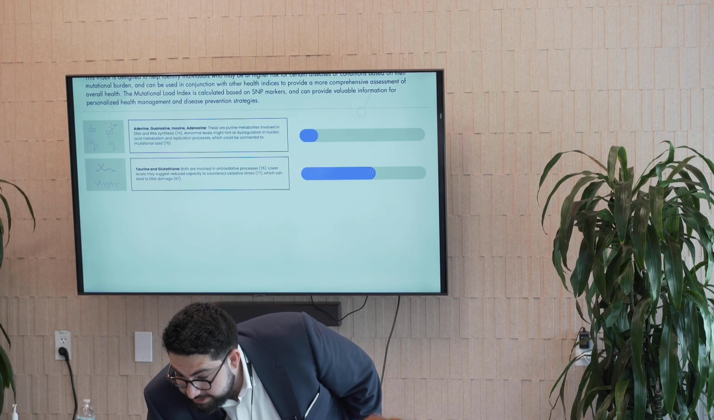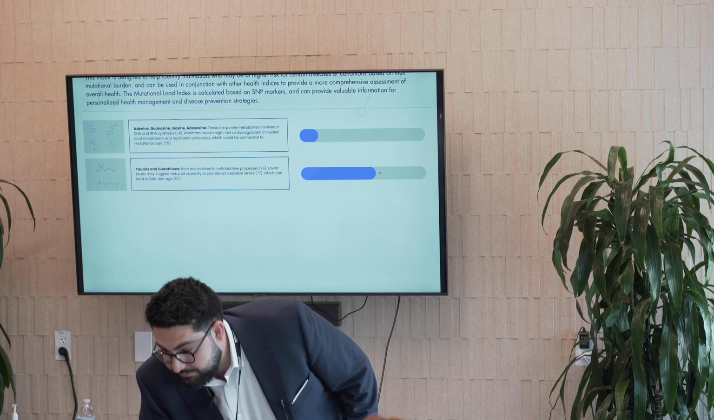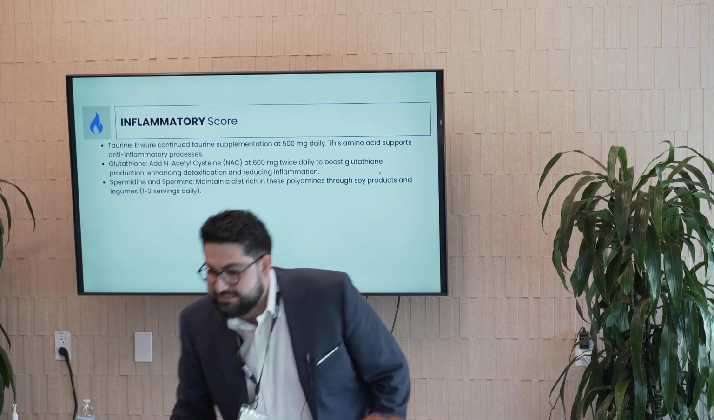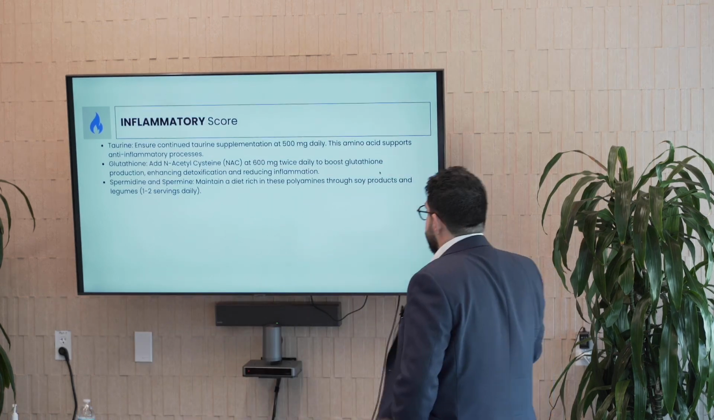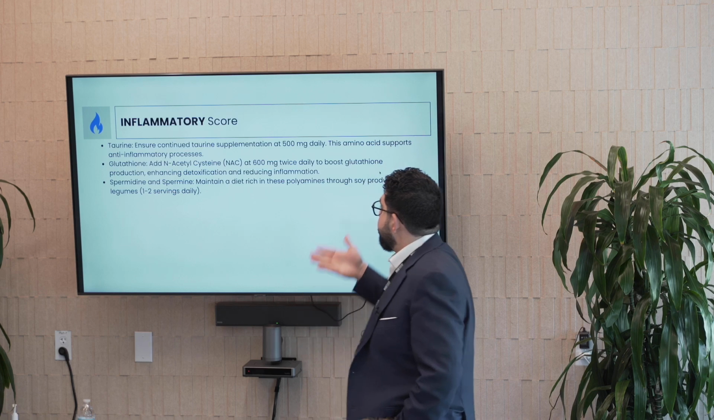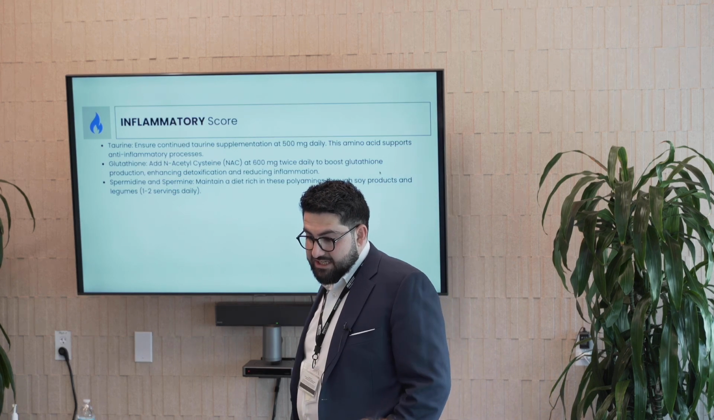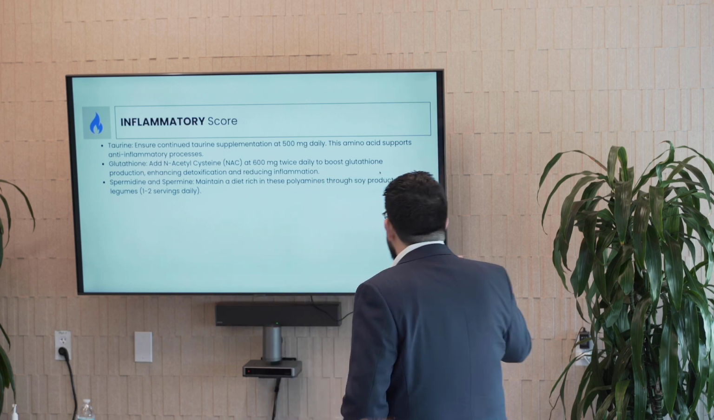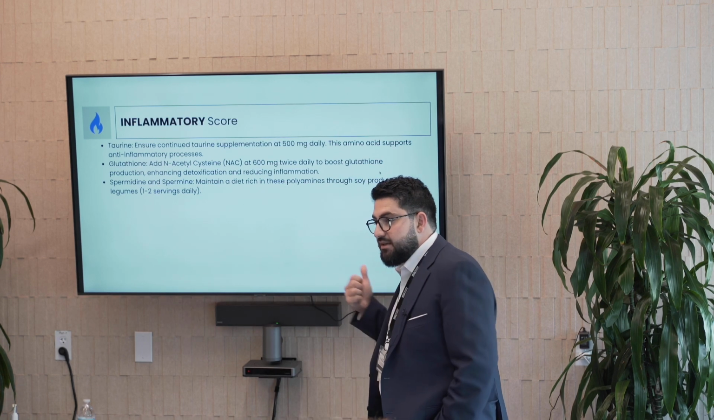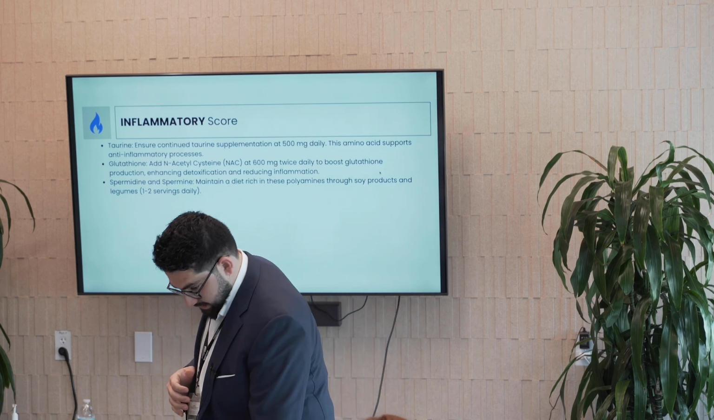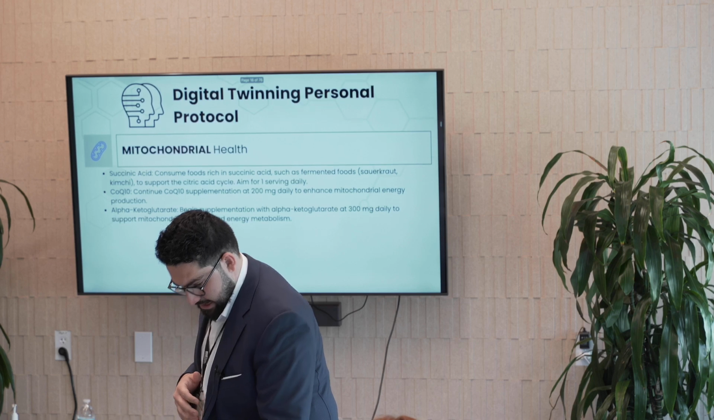Oh, there it is. Mutational lows. They're the lowest scoring things. So taurine and glutathione, individually, glutathione's a little bit lower than taurine, and their average is not so great. So we're asking them to add NAC, which is the glutathione precursor, to enhance detoxification and reduce inflammation. And then spermidine and spermine. Just make sure you're getting these through the soy products and the legumes. We did not recommend supplementation for this individual because they were at a good level already.